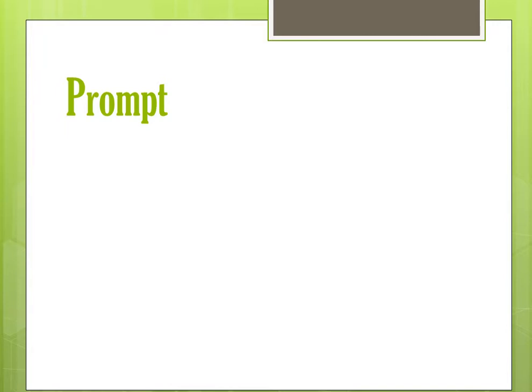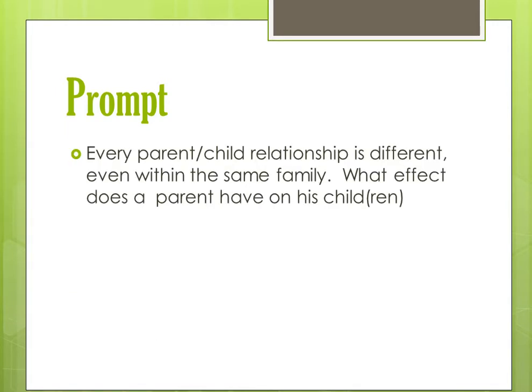So, for the sake of example, I'm going to be using a prompt from To Kill a Mockingbird. And the prompt is, every parent-child relationship is different, even within the same family. What effect does a parent have on his children? All right, so what I need to really look at here is the fact that the prompt is asking me to address the effect the parent has on the children. It doesn't want me to describe the relationship between the parent and the child. It doesn't want me to give stories about their relationship. Instead, I need to make an argument of the effect that the parent has on the children. So for our purposes, I am going to be using Atticus and his effect on Scout and Jem.